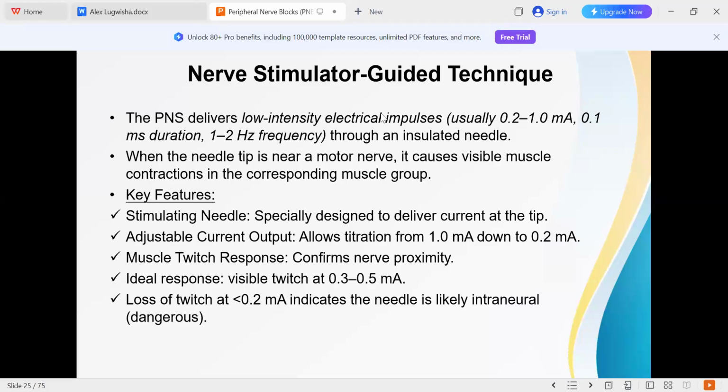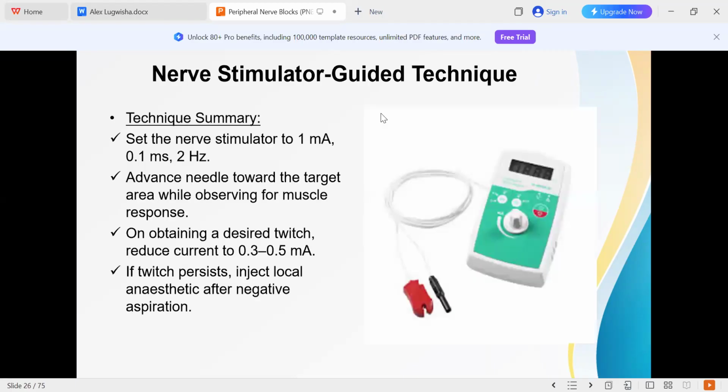The ideal response is when you can still get a muscle twitch at a current of between 0.3 to 0.5 milliamp. Now note that loss of twitch at less than 0.2 milliamp indicates that most likely your needle is intraneural, and you may need to withdraw your needle.